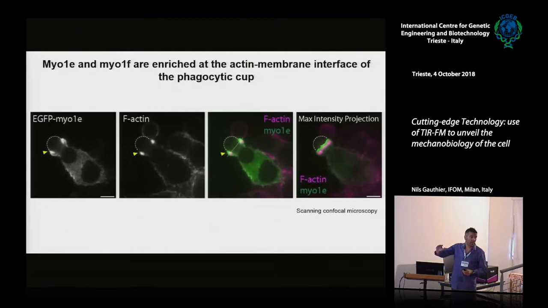Then first we use confocal. Why? Because you have a bead that is a three-dimensional object, and the confocal is the best system to look at that. Then you fix the cell, you stain, then you have GFP myosin 1E, actin. This is a single confocal section, and then you do a max intensity projection, and you can start to see the ring that is surrounding the bead, and you see that the myosin is slightly leading in green, the actin is in the back.